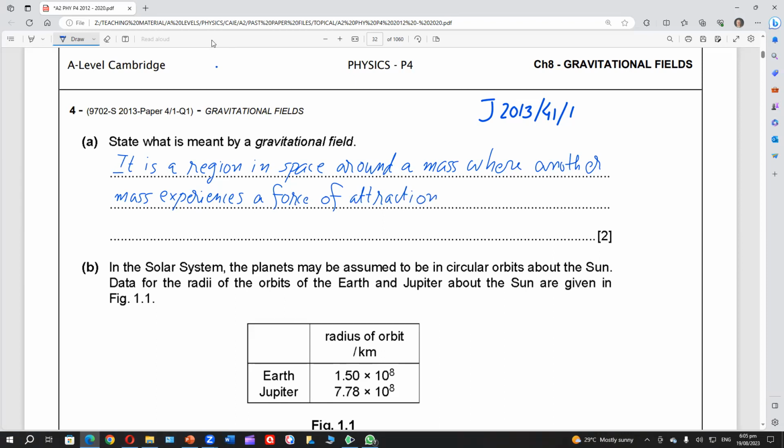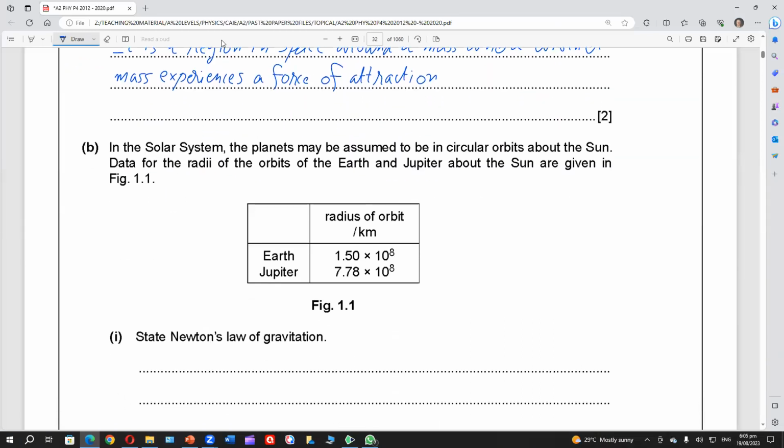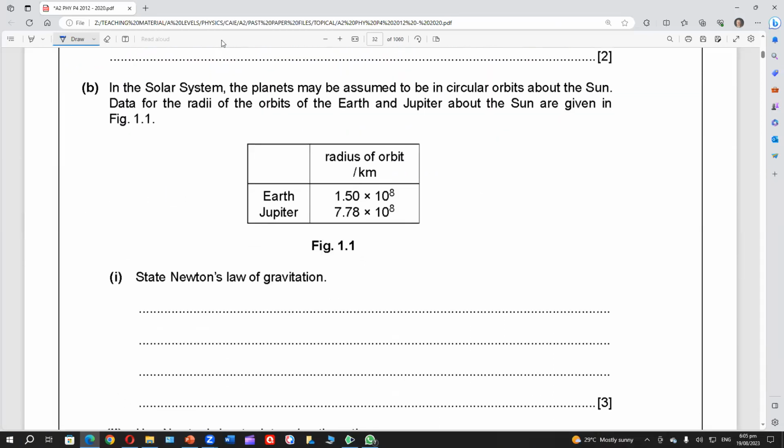In the solar system, the planets may be assumed to be in circular orbits about the sun. Data for the radii of the orbits of the Earth and Jupiter about the sun are given. State Newton's law of gravitation.